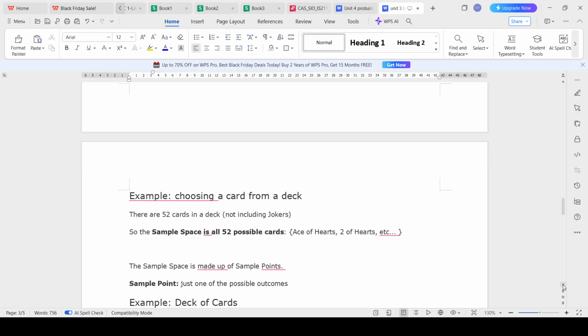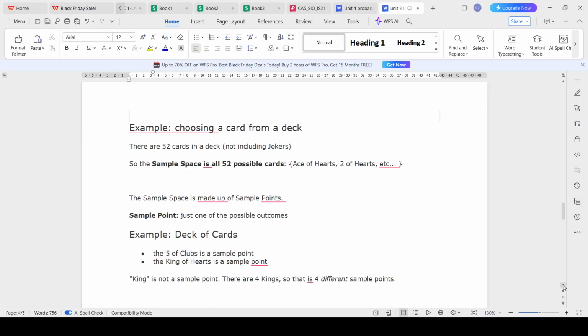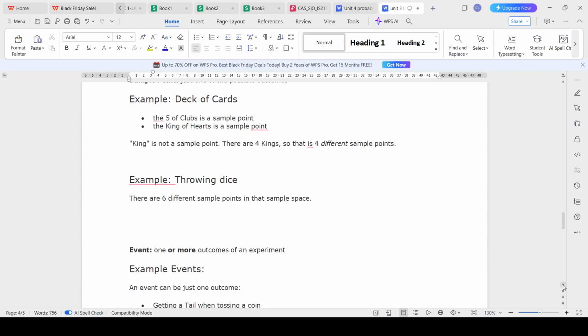The sample space is made up of sample points. When we say sample point, it is just one of the possible outcomes. Example, in a deck of cards, the 5 of clubs is a sample point. The king of hearts is a sample point. King is not a sample point because there are 4 kings, so that is 4 different sample points. Another example, throwing a dice. There are 6 different sample points in that sample space.